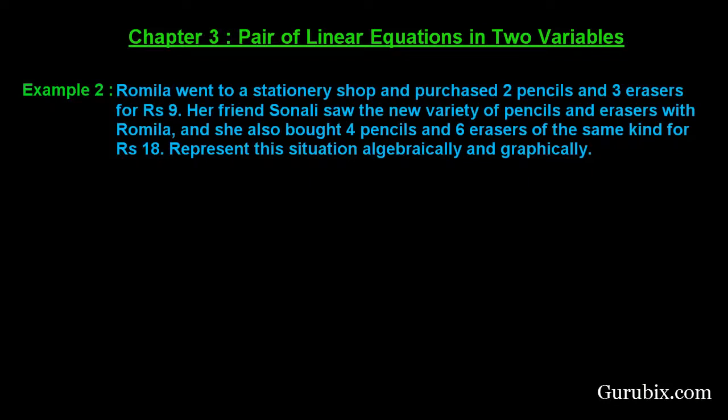Romila went to a stationery shop and purchased 2 pencils and 3 erasers for rupees 9. Her friend Sonali saw the new variety of pencils and erasers with Romila, and she also bought 4 pencils and 6 erasers of the same kind for rupees 18. Represent this situation algebraically and graphically. This is a very interesting question. Let us solve.